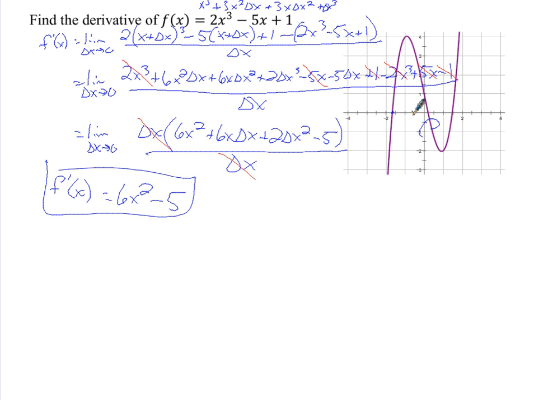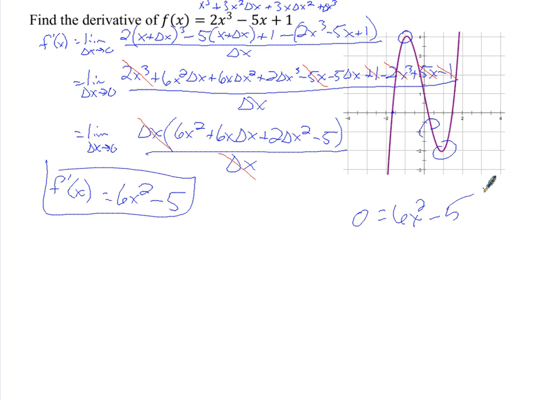How could I figure out, if I was asked, and I'm not asking you right now, that's not in this section, but it is coming. How could I figure out where the slope is 0? I can see it on the graph, but exactly where is the slope 0? What could I do? Put 0 in here, right? Because this is the slope, and I want a slope of 0. So I could go 0 equals 6x squared minus 5.